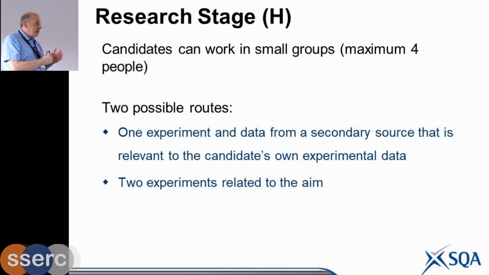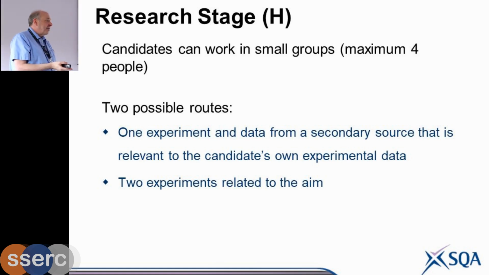That might be a graph, for example, or a table of results, and not simply that it says in the data sheet on the exam paper that the value is 9.8. So it's that we step up where they've got to be looking at these things. Or they can do 2 experiments related to the aim.